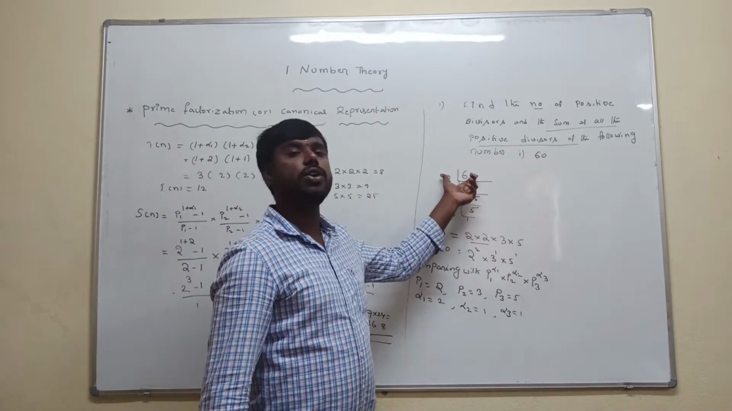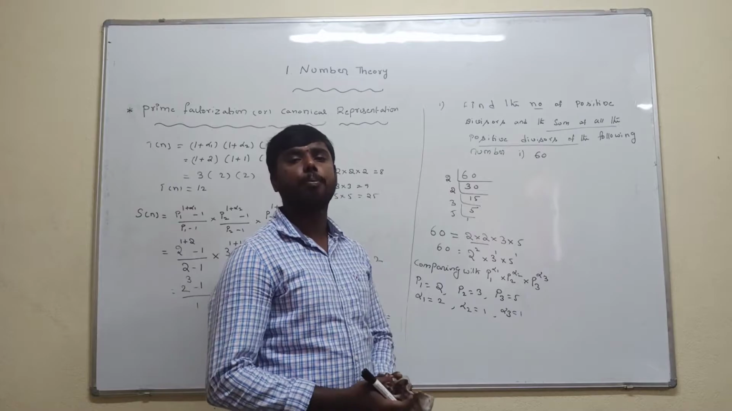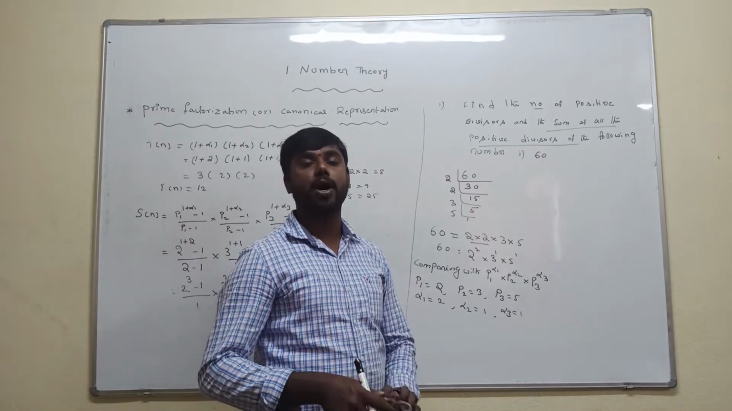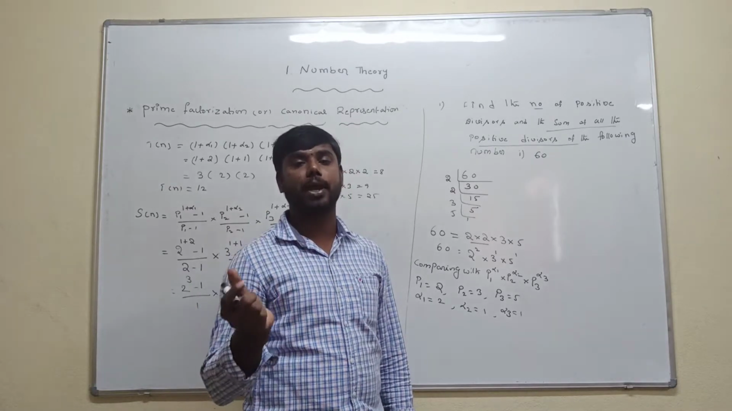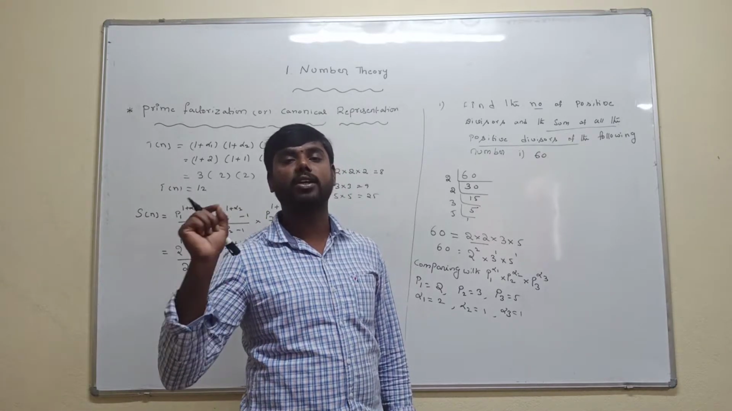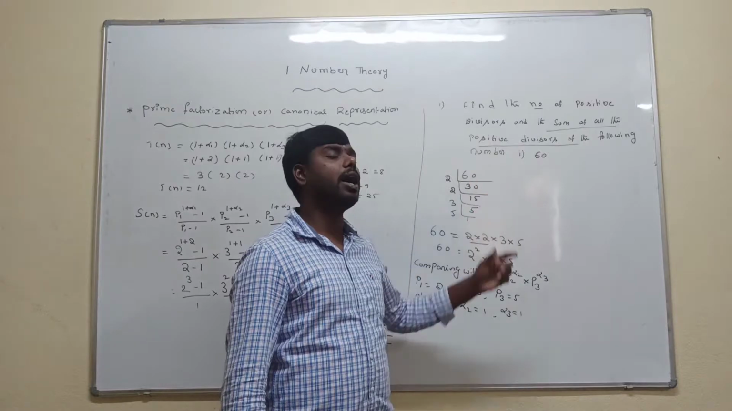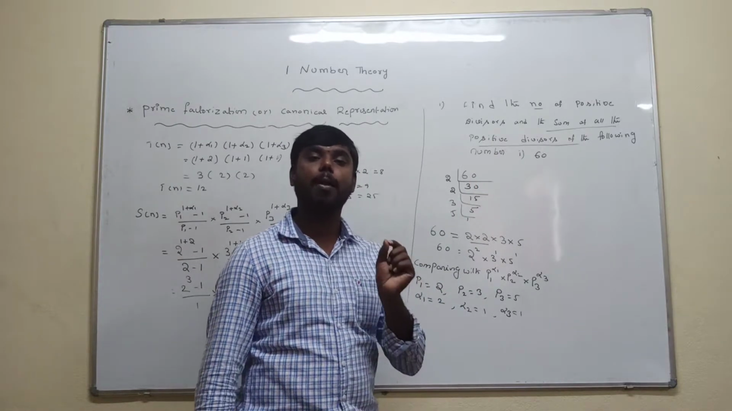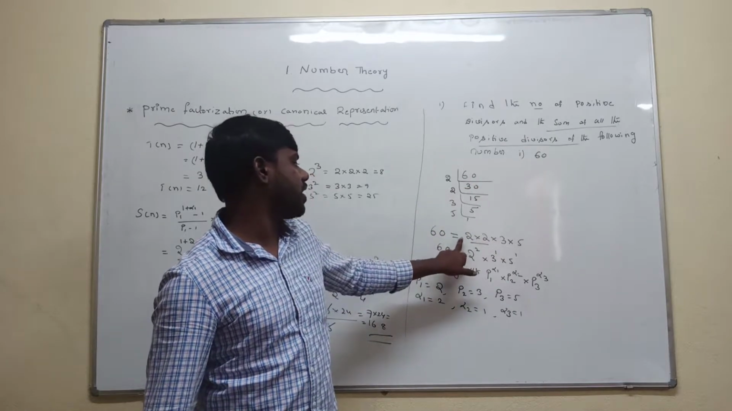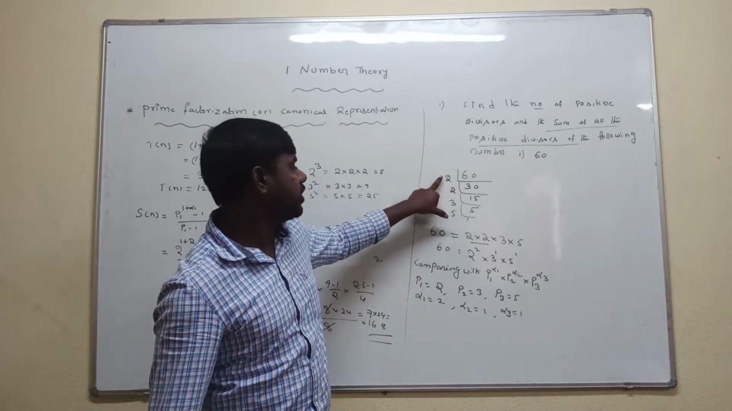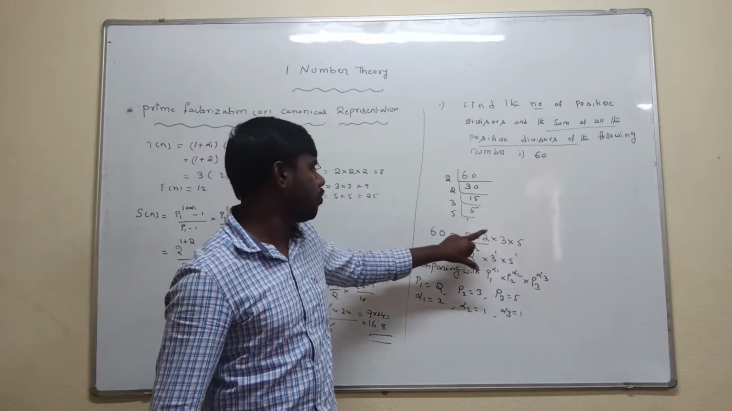First, 60 can be expressed as a product of prime numbers. How do we find the product of prime numbers? We can apply the division method. So 60 can be expressed as a product of divisors: 2 into 2 into 3 into 5.